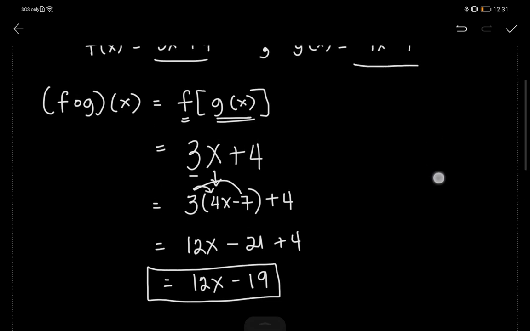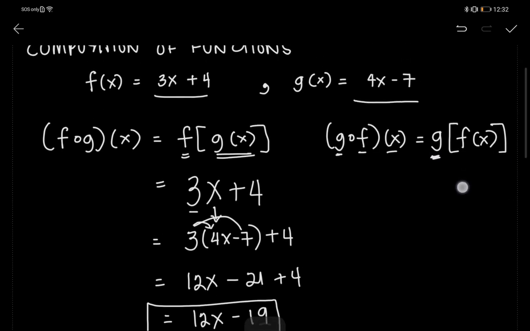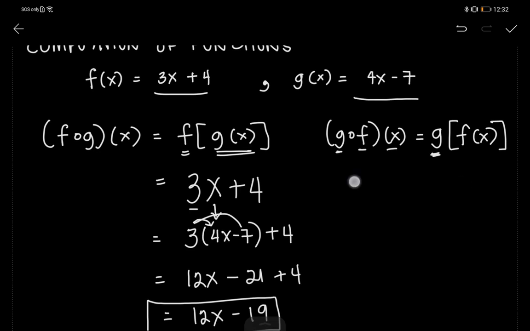How about if we have to find the g composite of f of x? So in this case, the x value of your g of x is the value of your f of x. The inside function is the f of x. So we can represent this in this manner: g composite of f of x. Okay, so here we have to write first the function of g of x, which is the 4x minus 7 here based on our given.